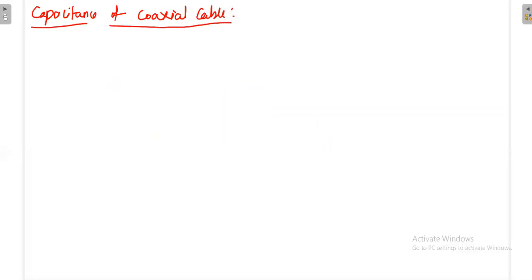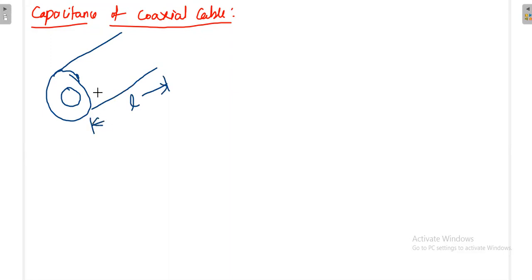Okay, you know that whenever there is a coaxial cable, there will be an inner conductor and there will be the outer conductor. And this is the length of the cable, so I take the length of the cable as L. This is the inner radius, and this is the outer radius B. And just now we have calculated the inductance value for the coaxial cable: L by d is equal to mu divided by 2 pi ln B by A.